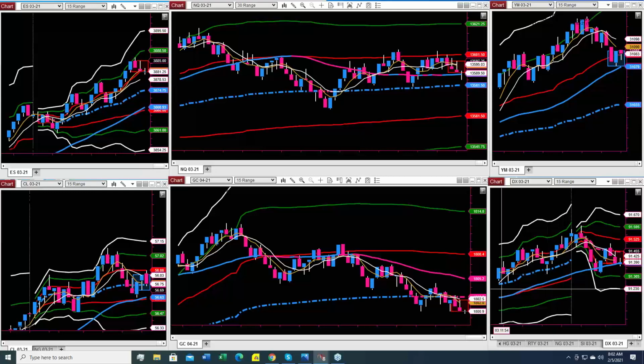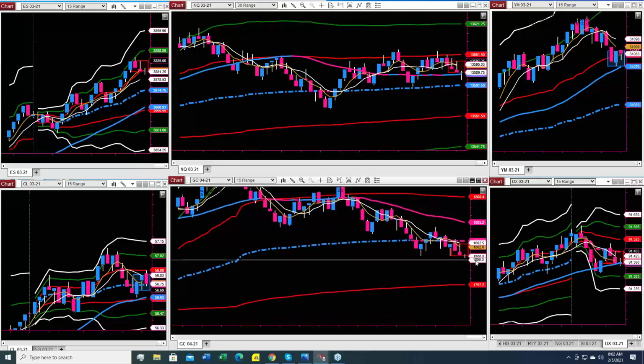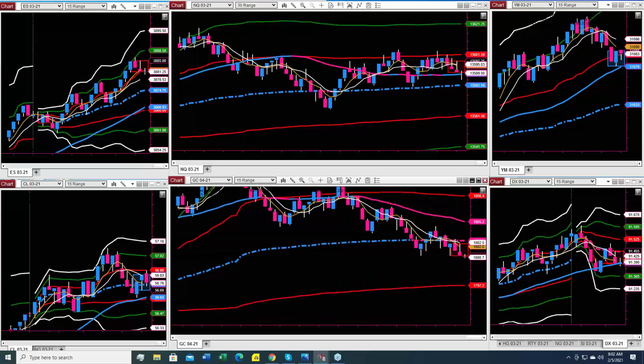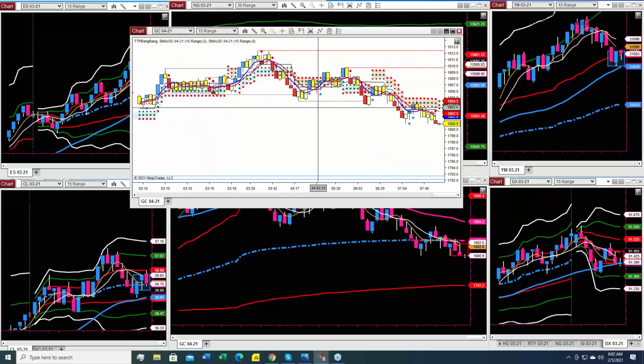Gold is pulling back again to that 1800 level on the new indicator. There was a really nice short on gold at 1805.4. Anybody take that? Those of you guys that have the new indicator.